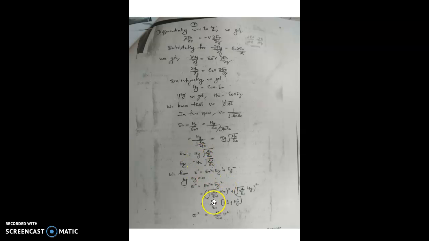Substituting these two values here, you will get E square equal to (root of mu 0 by epsilon 0 Hx) the whole square plus (root of mu 0 by epsilon 0 Hy) the whole square, which is equal to mu 0 by epsilon 0 into (Hx square plus Hy square). And E square will be equal to mu 0 by epsilon 0 into H square. Therefore, E square by H square is equal to mu 0 by epsilon 0, and E by H is equal to root mu 0 by epsilon 0.